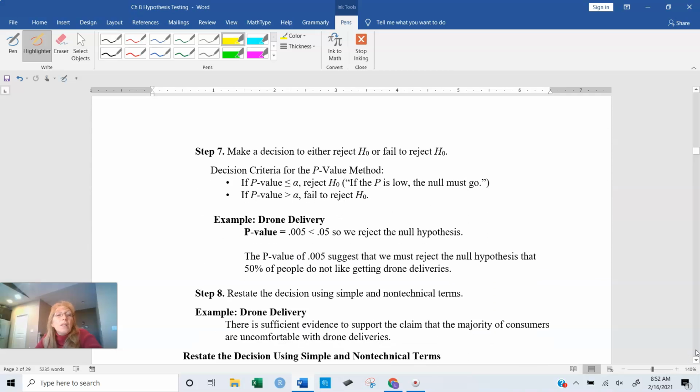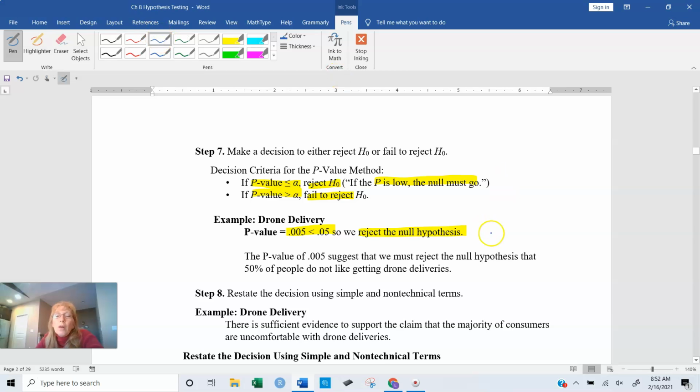Okay, we have to make a decision. If the p-value is less than the significance level, we reject the null. So if the p is low, the null must go. If the p-value is greater than our significance level, we fail to reject the null, so we can't say it's false. Okay, drone delivery. We have a p-value that is less than 0.05. This means we reject the null hypothesis. Remember, the null was that p equals 0.5.